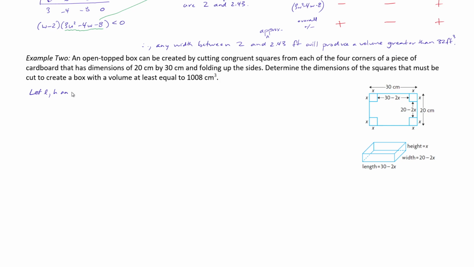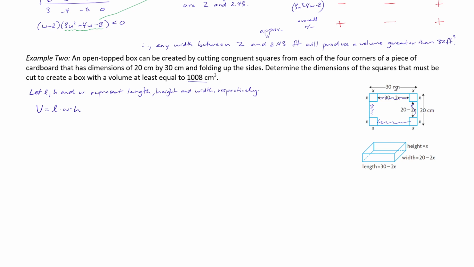Let L, H, and W represent length, height, and width, respectively. Okay, so if I want those to represent length, height, and width, respectively, I can write an equation for volume, right? So volume is equal to length times width times height. Now, take a look. This is what we're doing here. We're cutting out these congruent squares with dimensions x by x. And then we're going to fold this portion up, and this portion up, and that portion right there. And that will create our open topped box. And that has to have a volume at least equal to 1008, so greater than or equal to 1008.